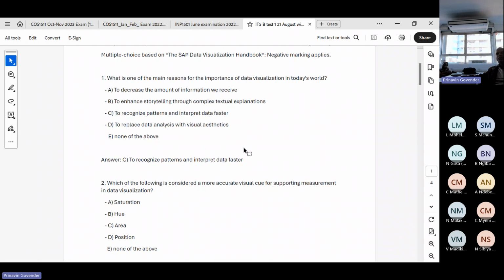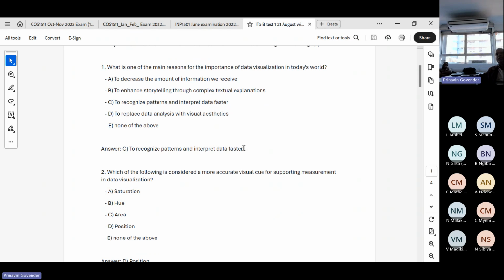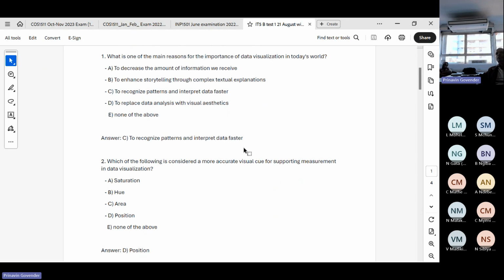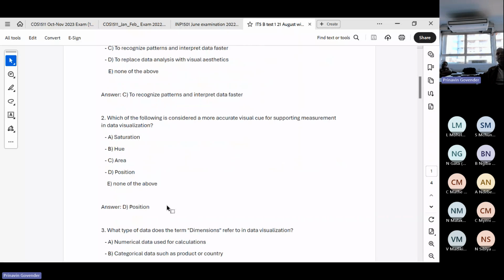Which of the following is considered a more accurate visual cue for supporting measurement in data visualization? And the answer there is the position of the data, how it is represented, whether it's high on the x-axis or low on the y-axis. That was the answer to that one, right?